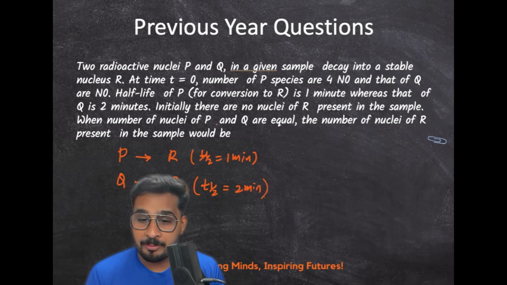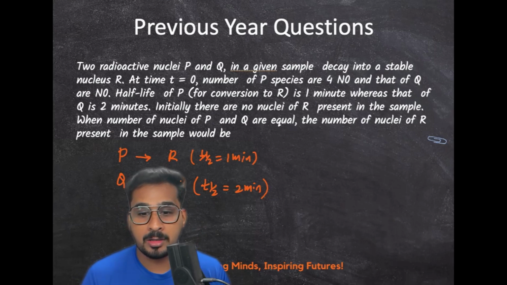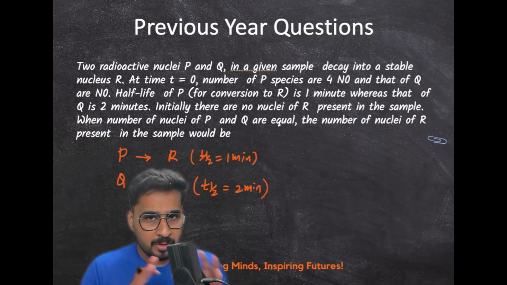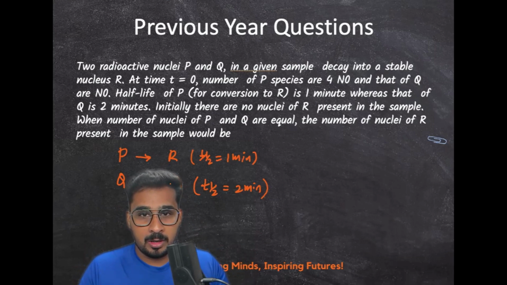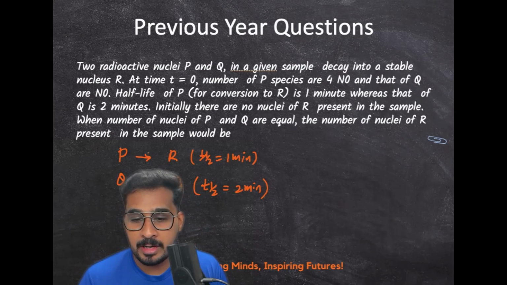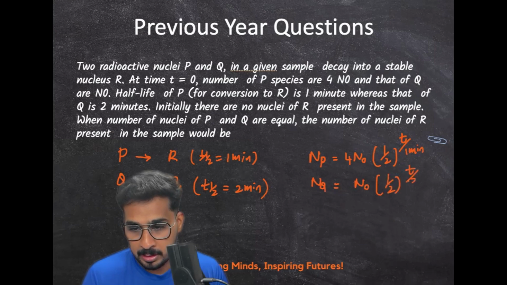When the number of nuclei of P and Q are equal, the number of nuclei of R present in the sample would be. So he is asking us to find the number of R present in the sample. First of all, we need to identify at what time P and Q will be equal. So let us write down NP is equal to the initial number of nuclei, 4 N naught, into 1 by 2 to the power T by T half. T half is 1 minute. Then NQ will be equal to N naught into 1 by 2 to the power T by 2 minutes.